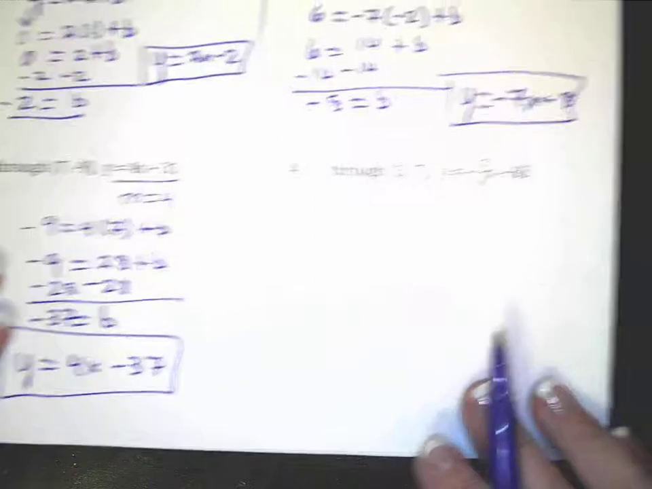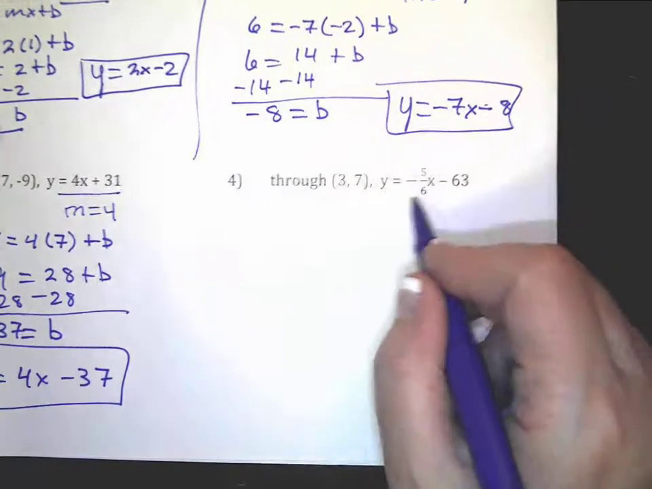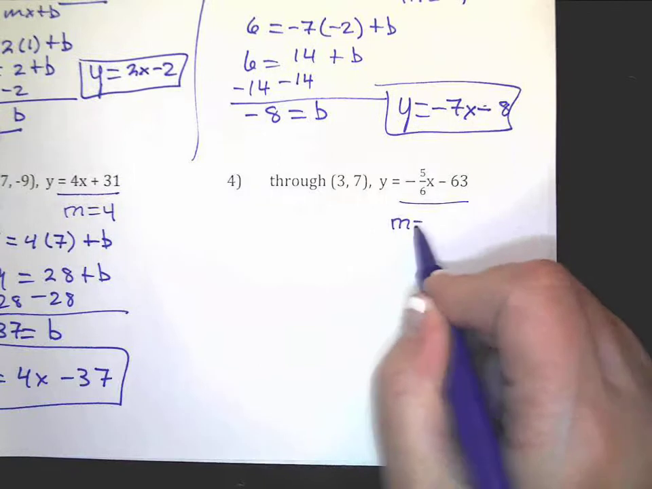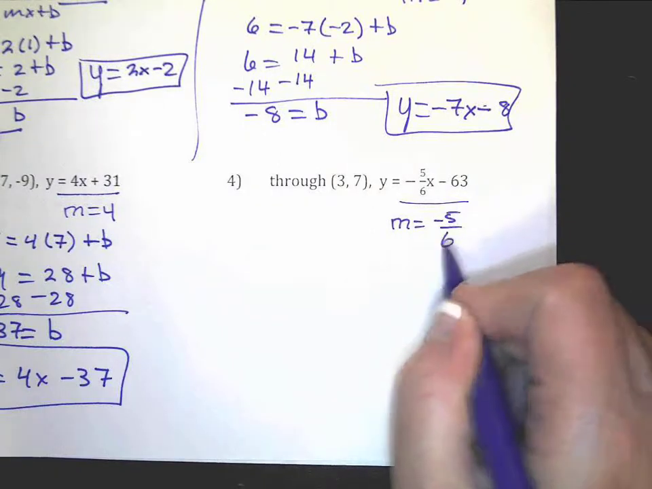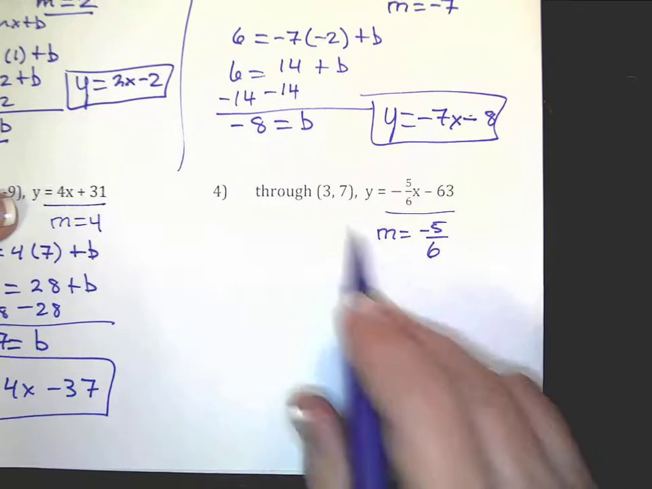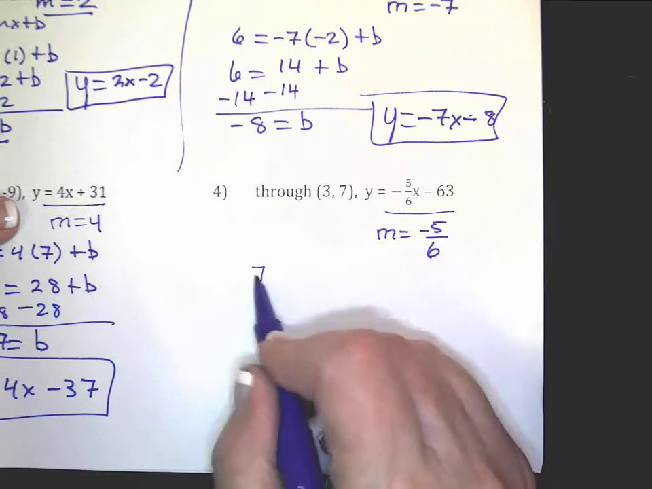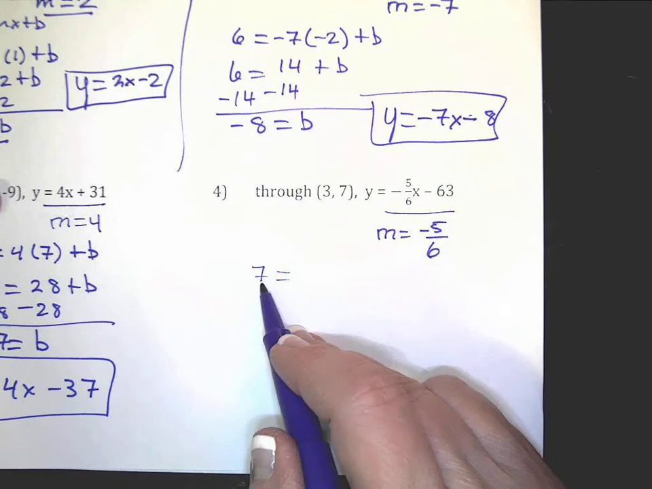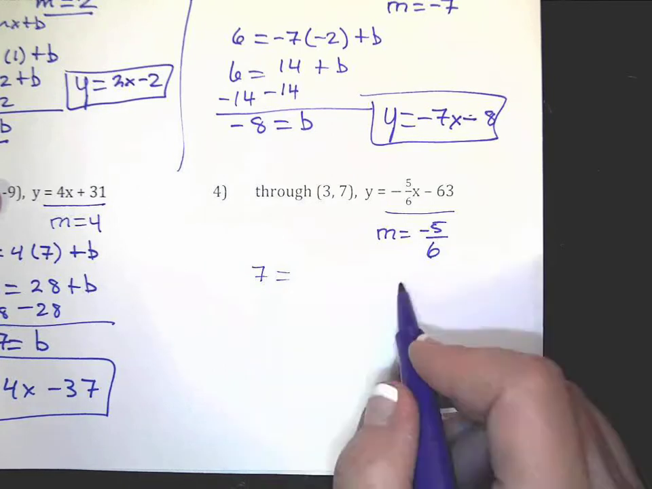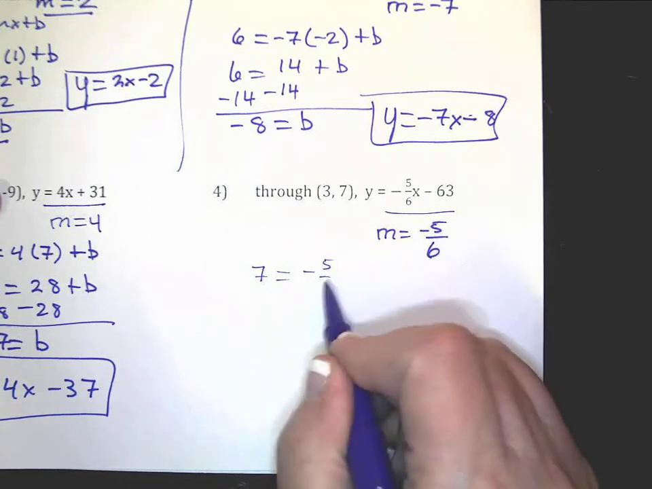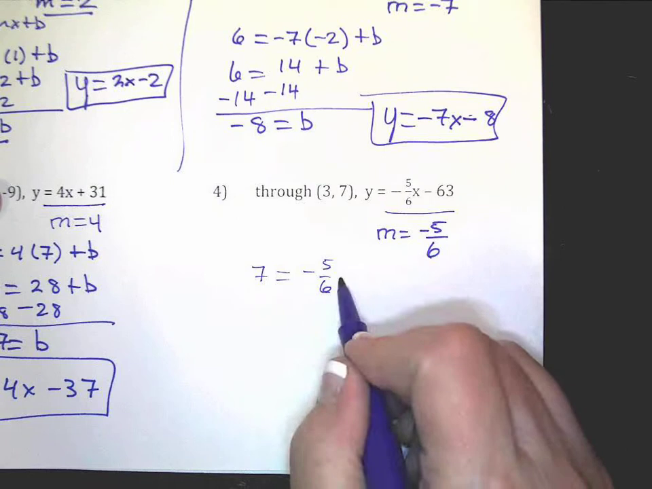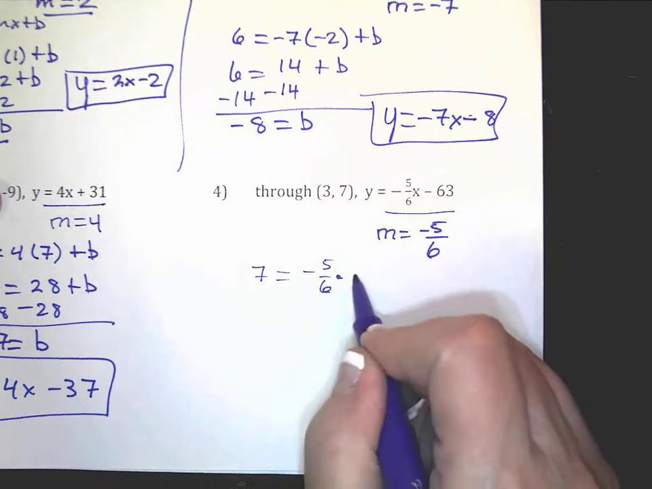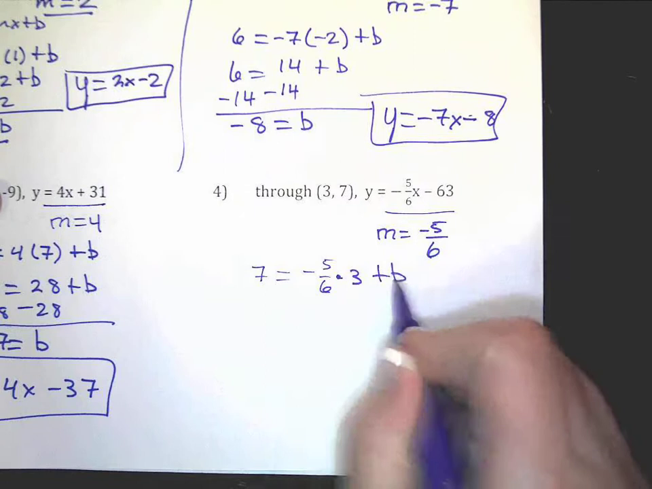All right, number 4. This given line has a slope of negative 5/6. Substituting what we know into the equation of slope-intercept form, we know 7 is equal to y, so 7 equals negative 5/6 times x, which is 3, plus b.